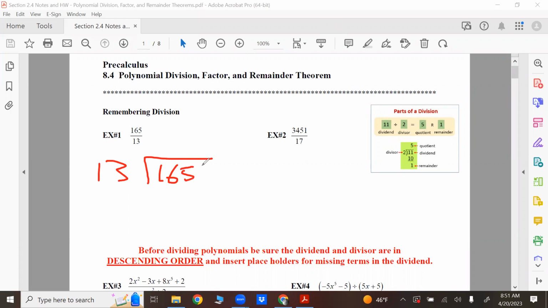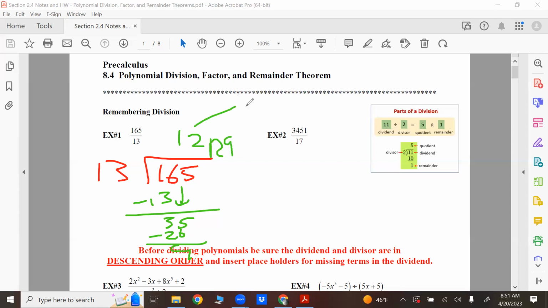You remember that process? You have to figure out how many times 13 goes into 16, which is once. What do you do after that? And then that becomes 35. You bring the 5 down. And that goes in how many times? Twice. You get 26. You get remainder 9. Really what it is, it's 12 plus 9 out of 13.